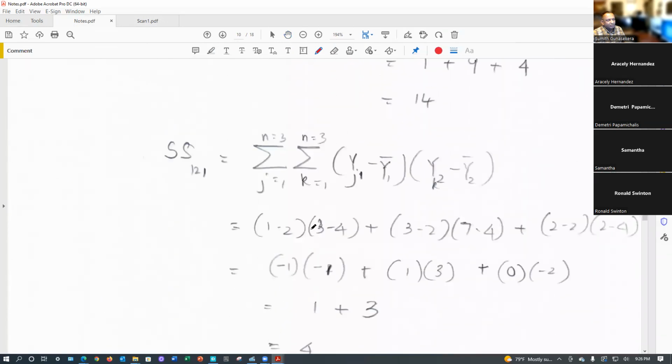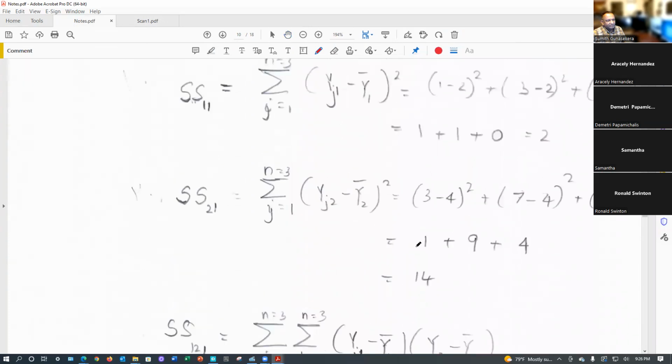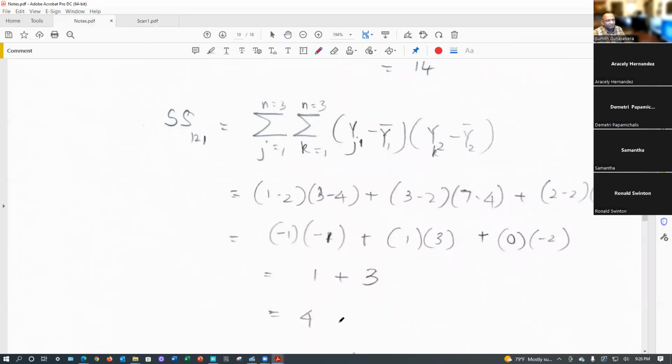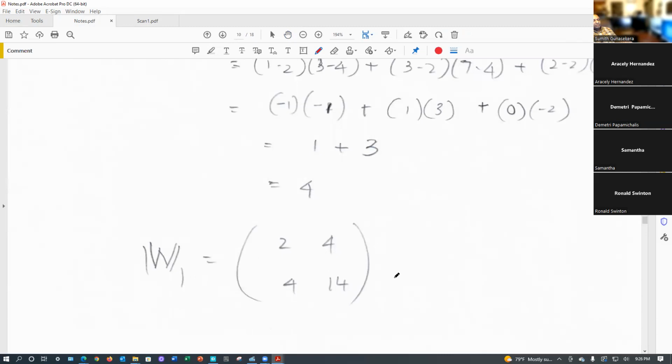And then you get the covariance. Covariance is nothing but this one times this one, plus this one times this one, plus this one times this one. That would give you 4. That's the third method. In that way, you can get W1.